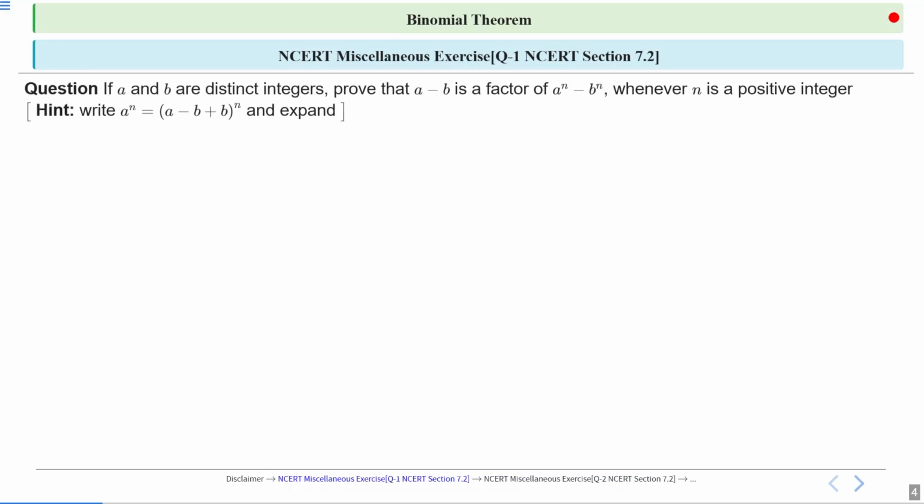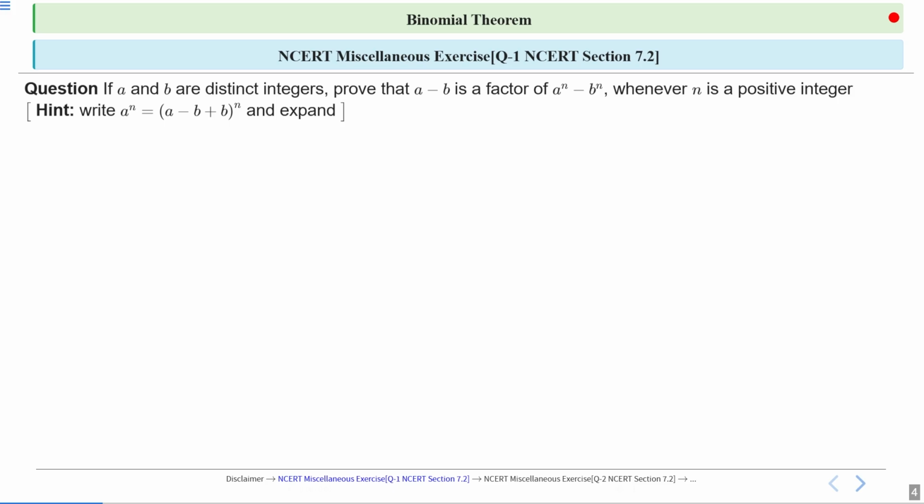Look at question number 1. Our question is: if a and b are distinct integers, then we have to prove that a minus b is a factor of a to the power n minus b to the power n, whenever n is a positive integer. Here we have a hint. You can write a to the power n as a minus b plus b, whole to the power n, and expand using binomial theorem.